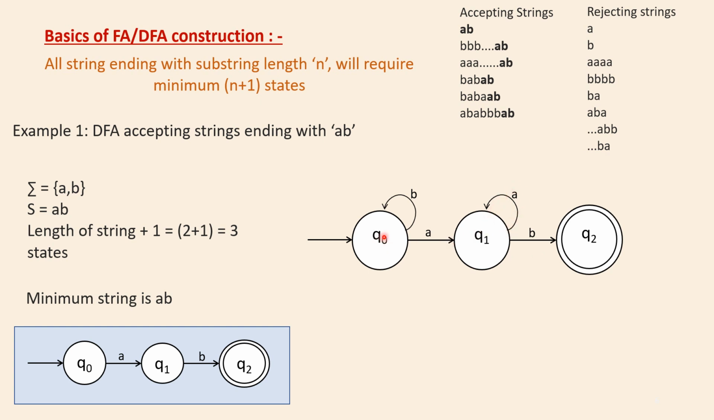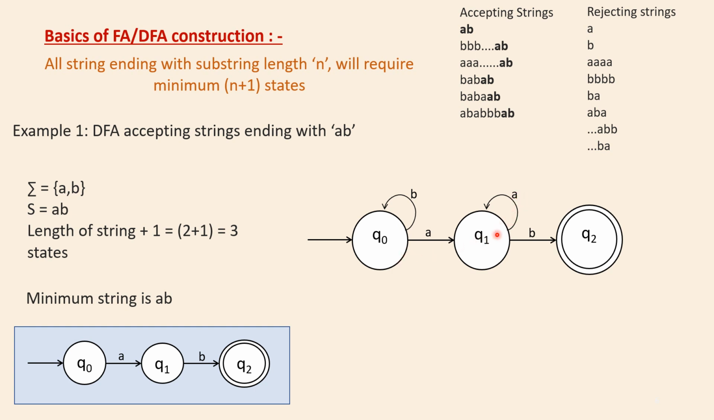Now Q0 on input A is going to Q1. Now if I loop A here, in place of B if I have A, then the state goes into a confusion state whether it has to pass A to Q1 or whether it has to hold back A to itself.